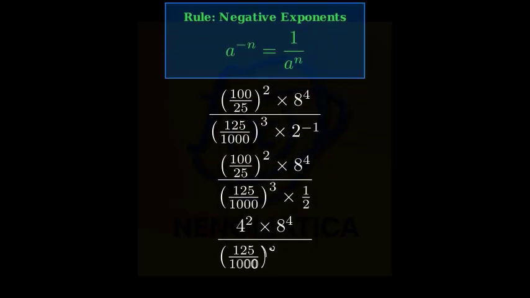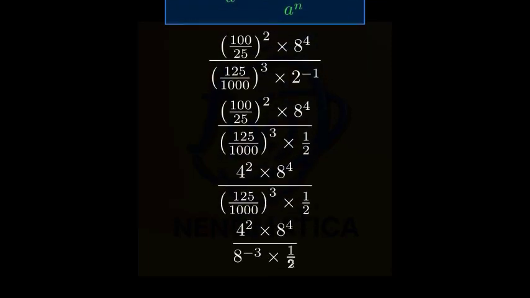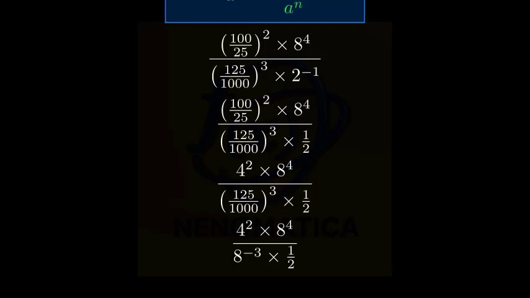Now, let's simplify the fractions. 100 divided by 25 equals 4. And for the denominator, we can rewrite 125 over 1,000 raised to the power of 3. For the expression in the denominator, let's think about 1,000. We know that 1,000 equals 10 cubed, but we can also write it as 8 times 125. So, 125 over 1,000 equals 1/8.